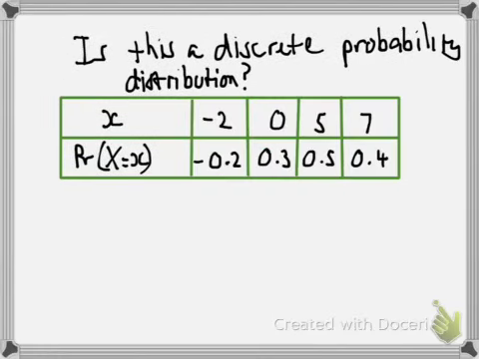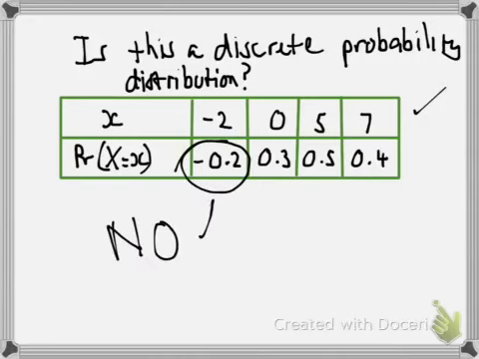How about this one? What knocks it out straight away, Daniel? The negative 0.2. Once again, repeating, the x's can be negative, but the probabilities can't. So no. Just point to that one there. Can't have negative probabilities.